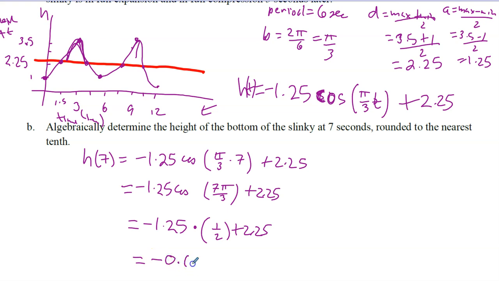So it's negative 0.625 plus 2.25. All right, I'm just getting my calculator out. Plus 2.25. And we get 1.625 feet. Let's see if that actually matches up with our graph, right?